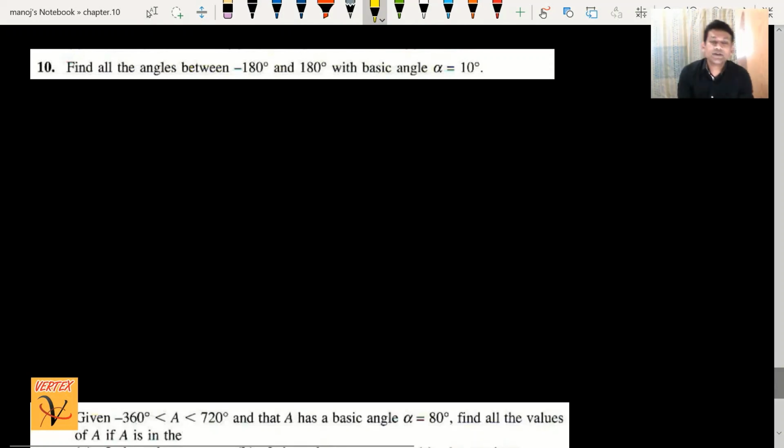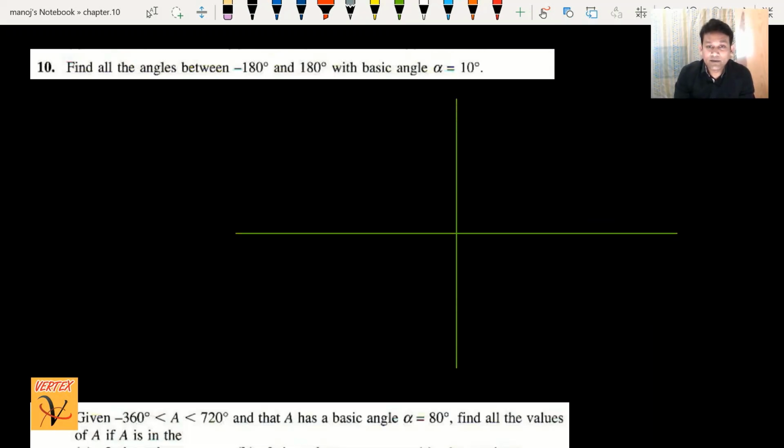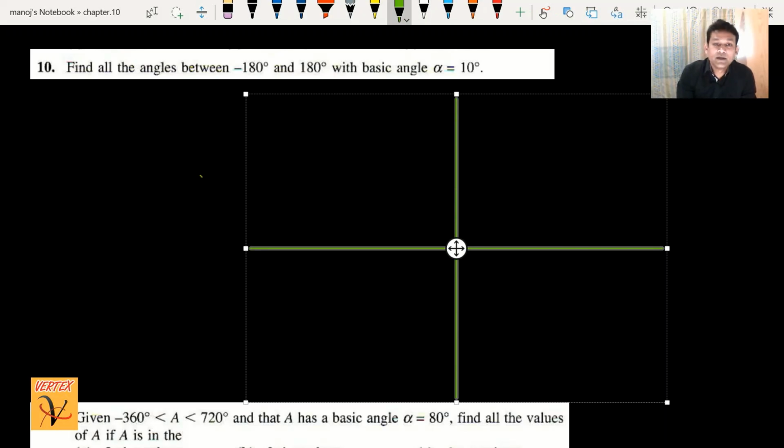This type of question is very important when you finish the whole textbook and move to past paper questions. But this type of question is not easy, like when the angle is also negative, but I will try my best to explain. Okay, let's see.